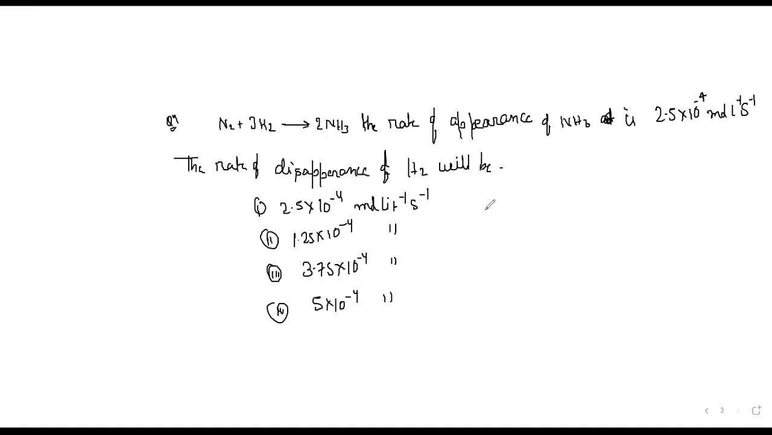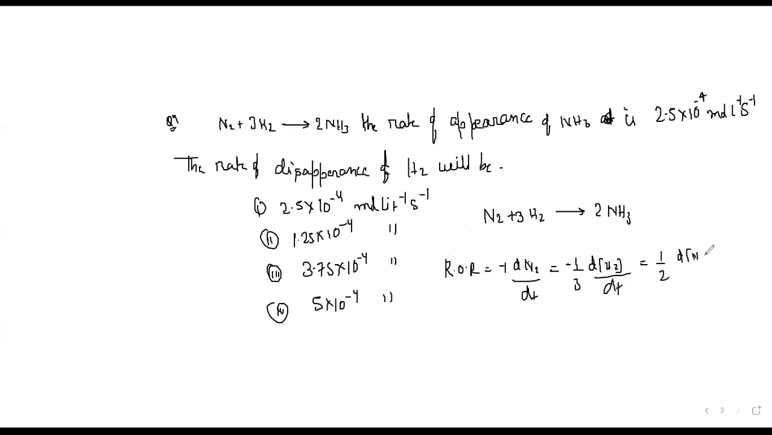Okay, I am explaining. In the question, first I am writing the reaction: N2 plus 3H2 gives 2NH3. If you write the rate of chemical reaction, the ROR value will be equal to minus 1 into dN2 by dt, is equal to minus 1 by 3 into dH2 by dt, is equal to 1 by 2 into dNH3 by dt.